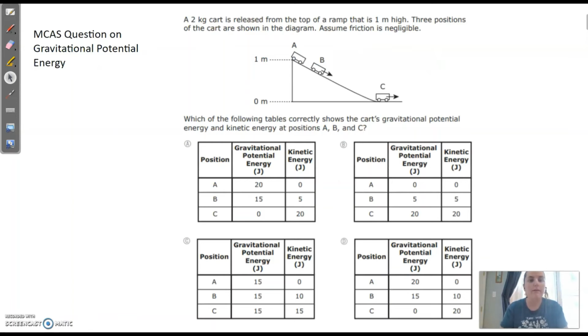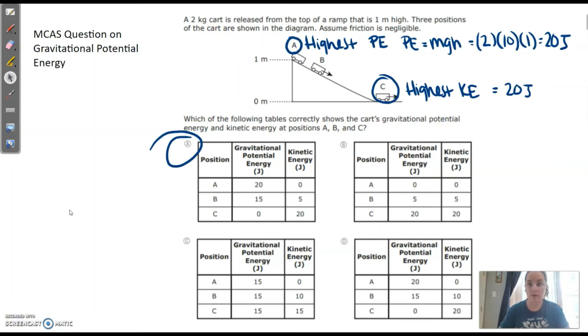So a 2-kilogram cart is released from the top of the ramp that is 1 meter high. 3 positions of the cart are shown in the diagram. Assume friction is negligible, so ignore friction. Which of the following tables correctly shows the cart's gravitational potential energy and kinetic energy at positions A, B, and C? So remember back to the conservation of energy and how energy is transferred, and do your best answering this question. Okay, so let's go over this.